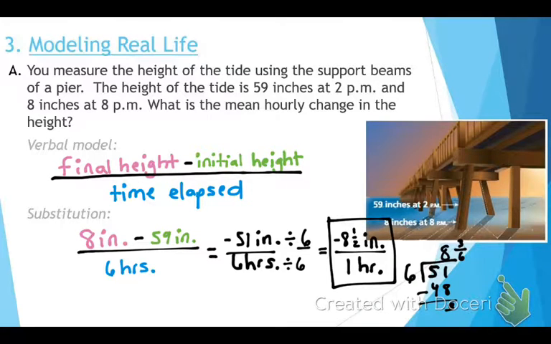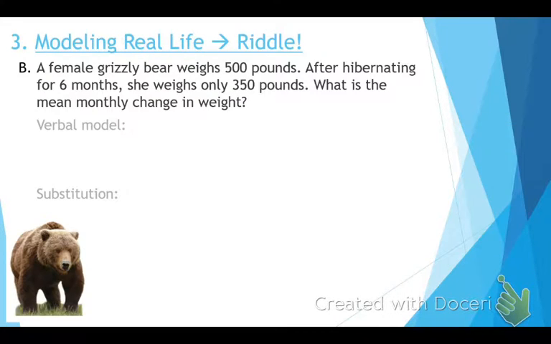If it started at 59 and it went down to 8, did it decrease or increase? It decreased. So it makes sense that it would be a negative because it's going downward 8.5 inches per hour. All right, great job on that one. Not this week, but next week there will be a test and a quiz, and this kind of problem will be on there. So let's do another example that will help us.